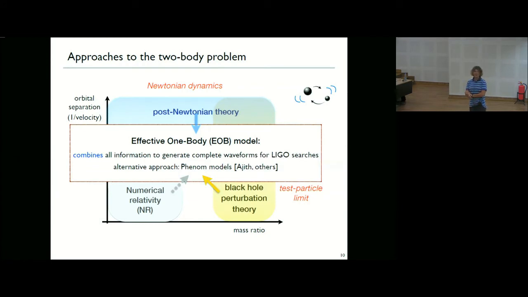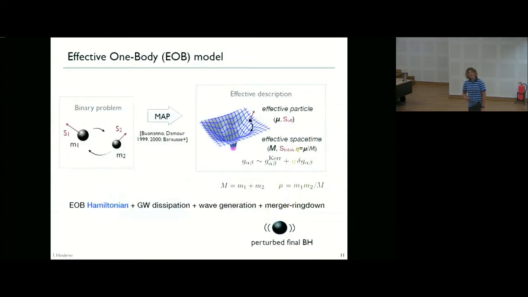I will talk a little bit about this effective one-body model, how to construct it and what is the general idea. Those two models are the models that are typically used for data analysis. In all the published black hole detections, those models were used. Both of these, because it's also good to have different models to quantify the systematics. So the idea of the effective one-body model is the following.